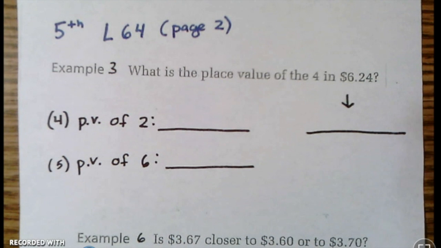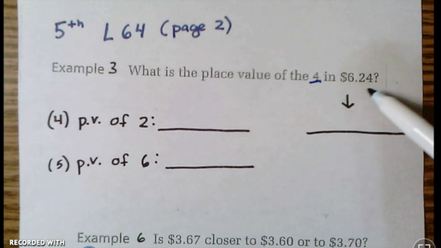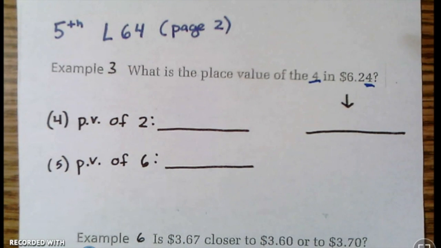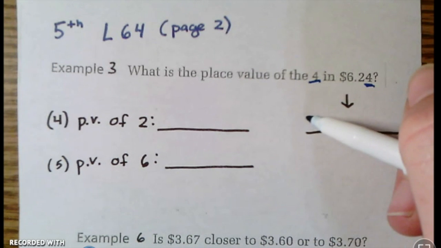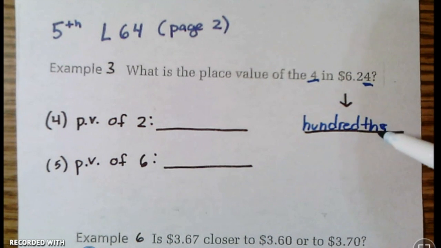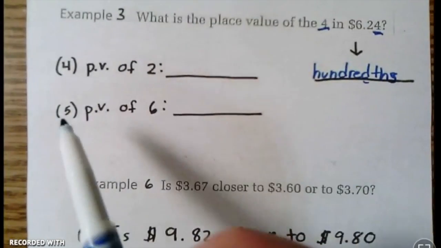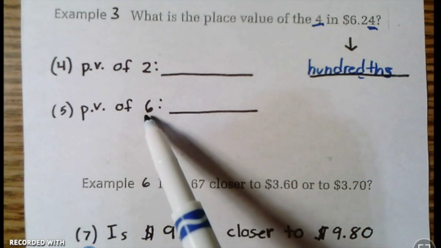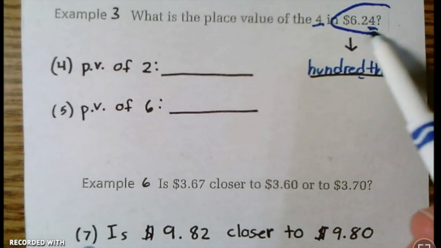All right, page number 2, example number 3. What is the place value of the 4 in $6.24? So I located my 4, and I know that this is my ones, my tenths, and my hundredths place. So I'm going to write hundredths. You write hundredths by writing 100 and then adding a THS to it. Now on your own, I want you to tell me what the place value of the 2 is and what the place value of the 6 is in this same number.